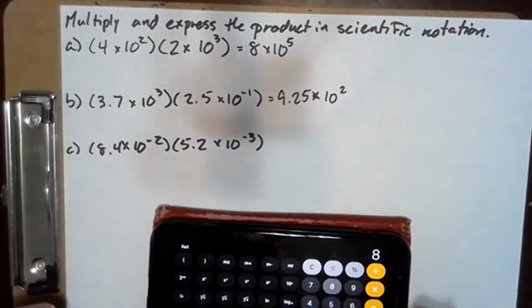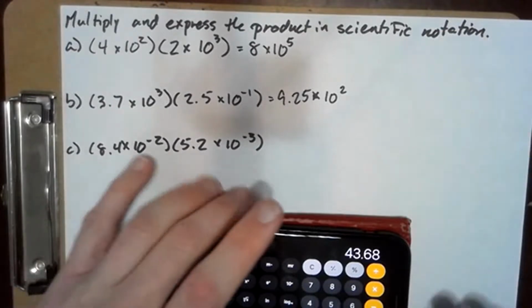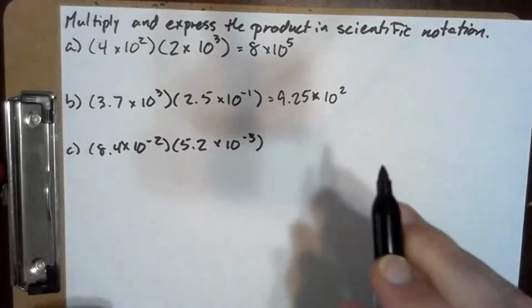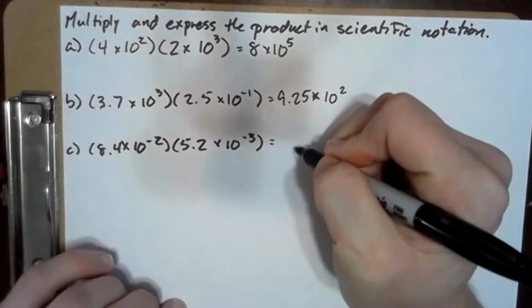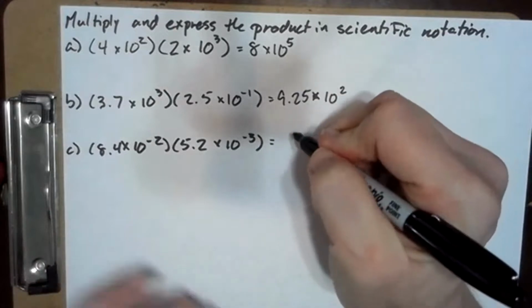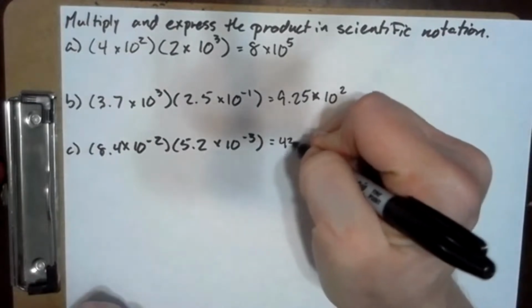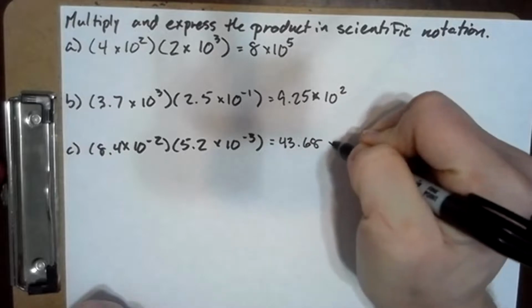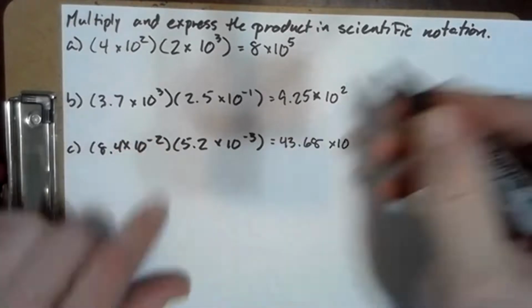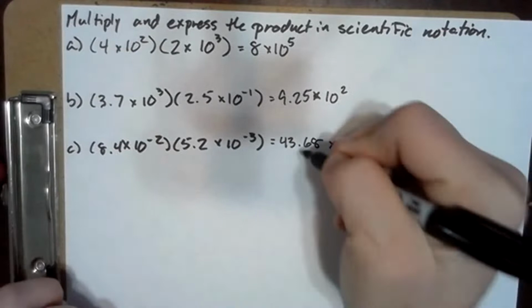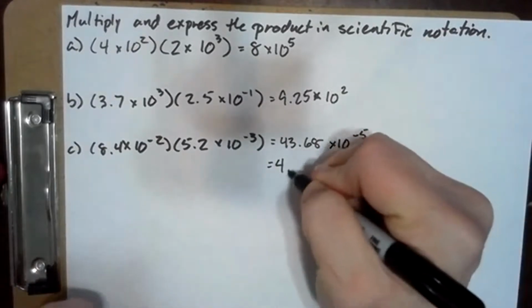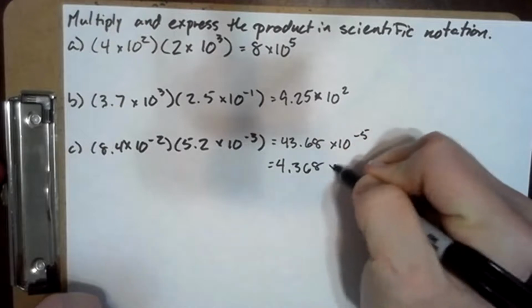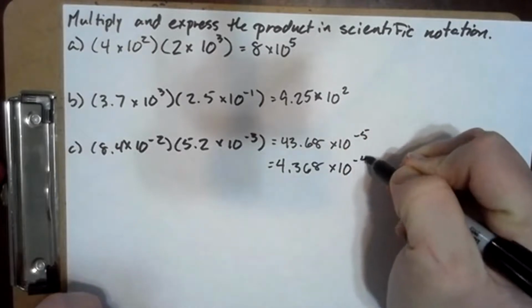8.4 times 5.2 is 43.68. We're going to need to move that one decimal place to the left after we've written this out. 43.68 times 10 to the negative 2 plus negative 3 is negative 5. Well, we have to move this one decimal place to the left. That's 4.368 times 10 to the negative 4.